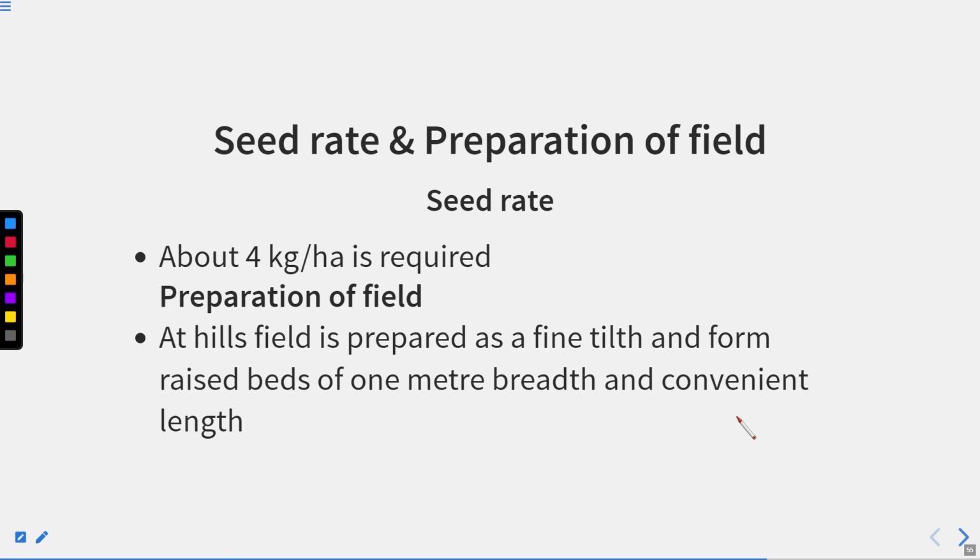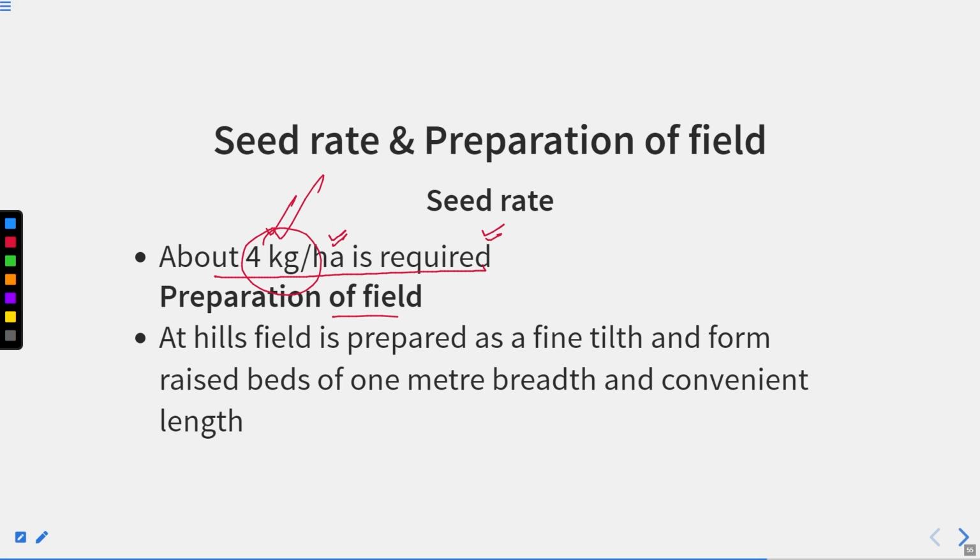Now, seed rate and the preparation of the field. So what is the seed rate? This is about 4 kg per hectare. Means if we are going to grow the carrot in 1 hectare, then how much seed are we required? This is around 4 kg. So this is the seed rate that is required for growing the crop.